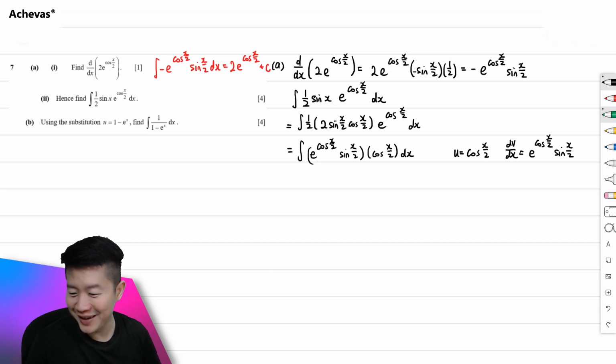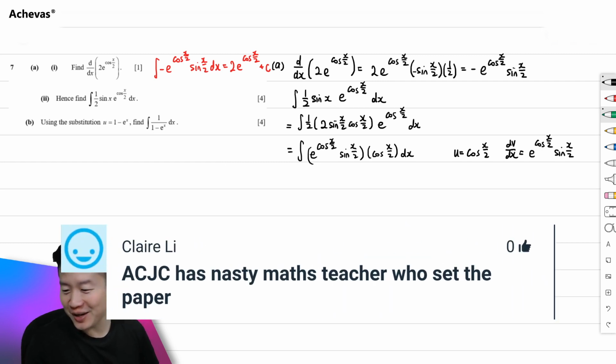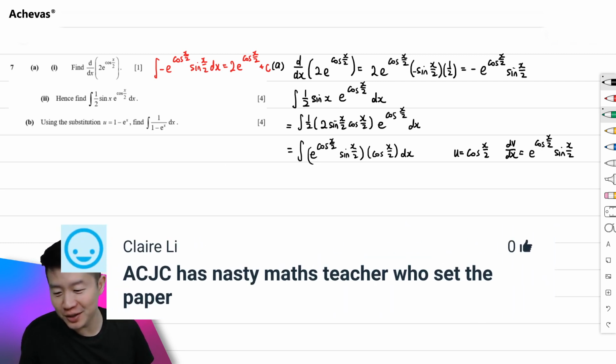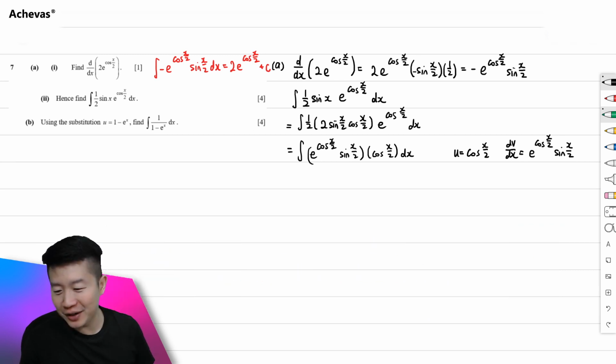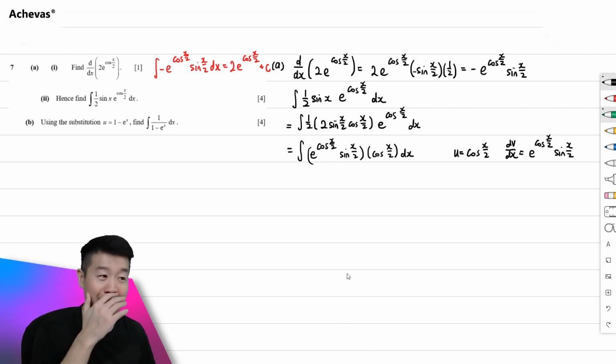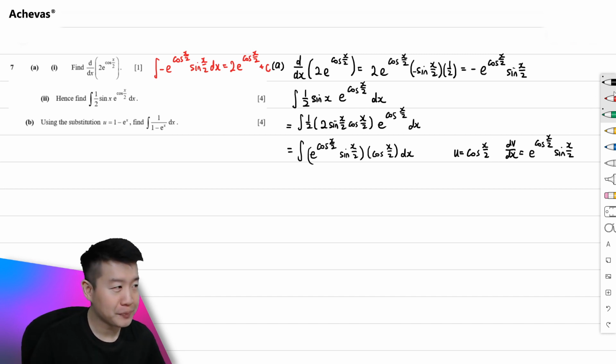Claire, why do you say this? Well, I'm assuming that you are definitely not from ACJC. Okay, but we did one ACJC paper that day, right? Okay, and that was a terrible experience. It was so difficult. I mean, it is doable, but to be doing that paper in the 3 hours, I think the feeling is definitely not going to be like doing this Hwa Chong paper for sure.